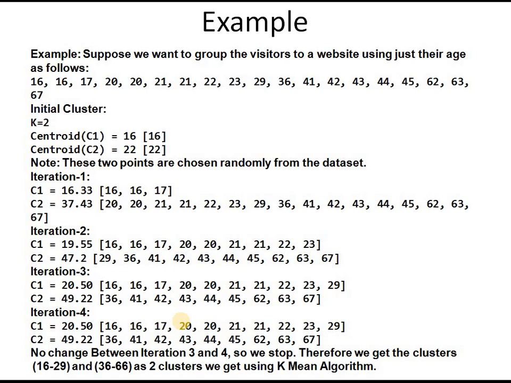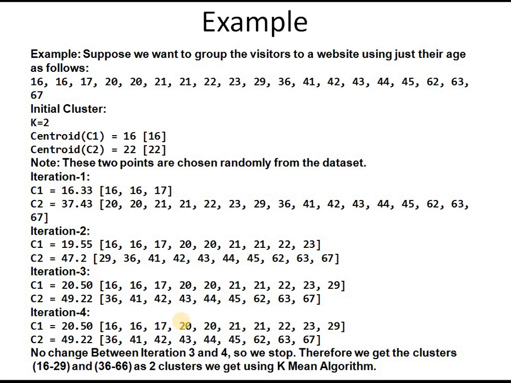This is the example related to the k-means partitioning method. Suppose we want to group the visitors to a website using just their age, as follows. The ages of our visitors are 16, 17, 20, 20, 21, 22, 23, 29, 36, 41, 42, 43, 44, and so on.